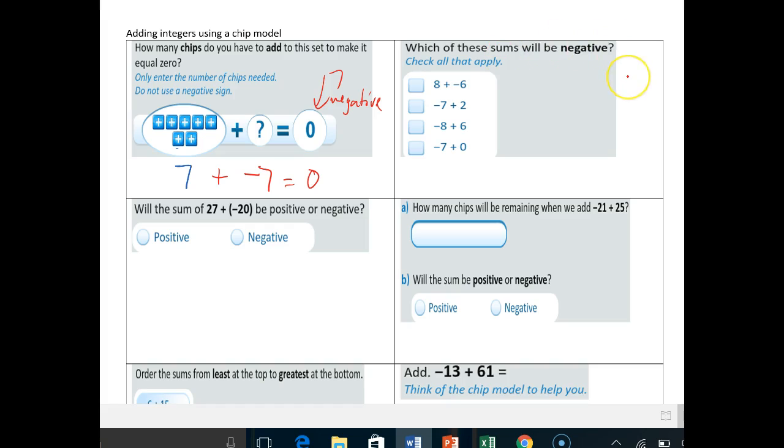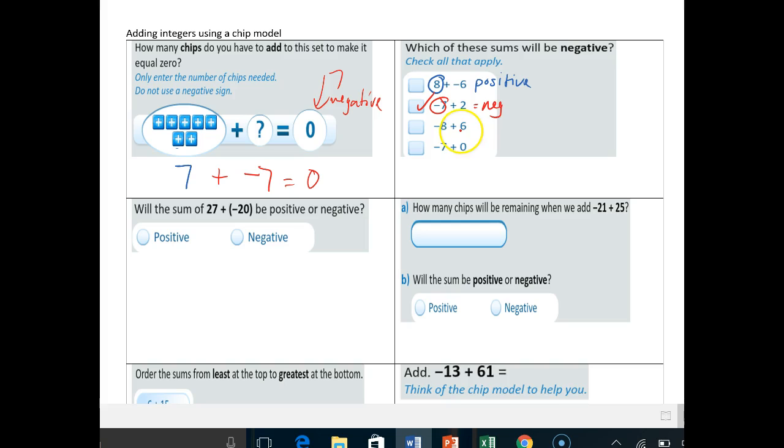Check all the sums that will be negative. So again, you're just going through here and saying, all right, do I have more positives or negatives? Well, 8 plus negative 6. 8 positives, 6 negatives. I have more positives, so my answer will be positive. 7 negatives, 2 positives. I have more negatives, so my answer will be negative. So that's one I can check.